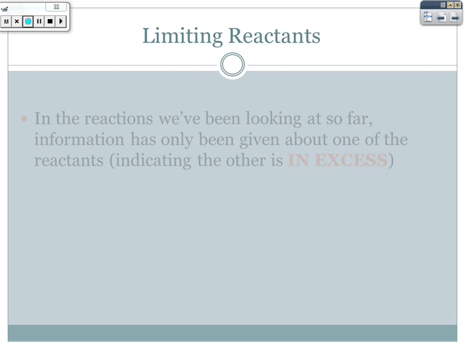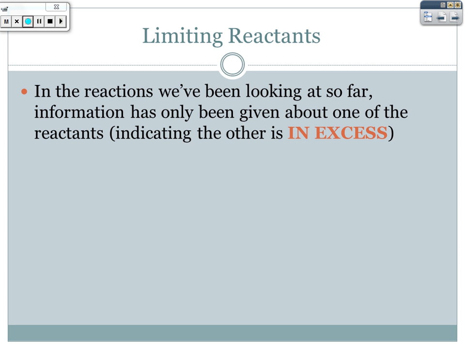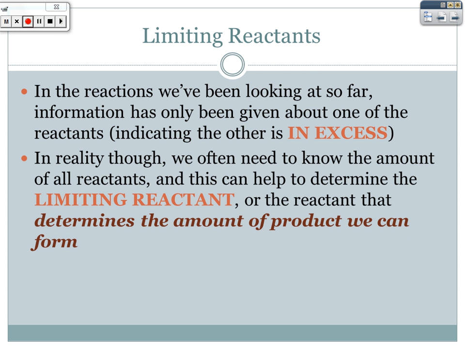So let's talk about limiting reactants. In the reactions we've been looking at so far, information has only been given about one of the reactants, indicating that the other is in excess, meaning that there's more than enough of it to go around. In reality, though, we often need to know the amount of all reactants, and this can help to determine the limiting reactant, or the reactant that determines the amount of product we can form.